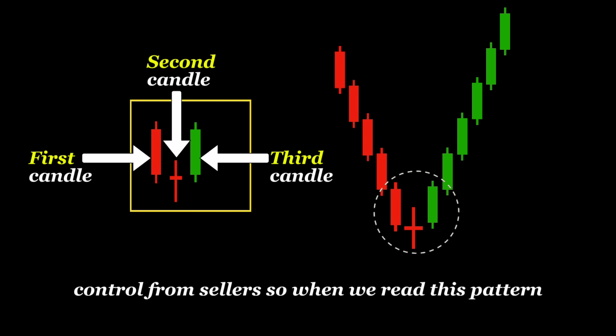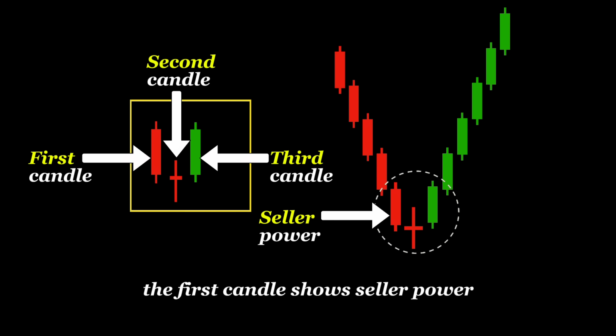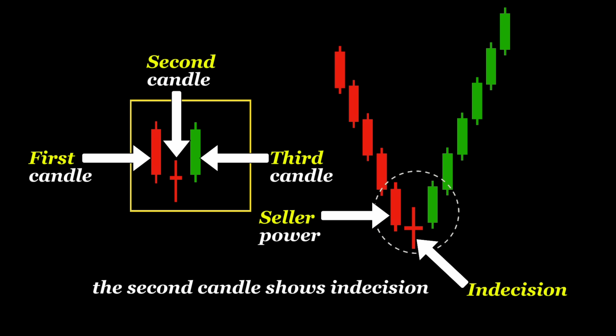So when we read this pattern, the story becomes very clear. The first candle shows seller power. The second candle shows indecision.